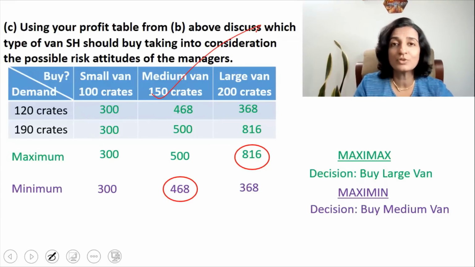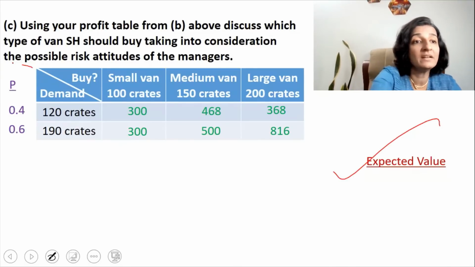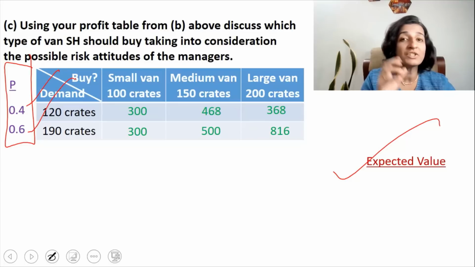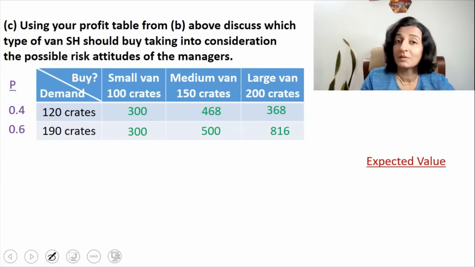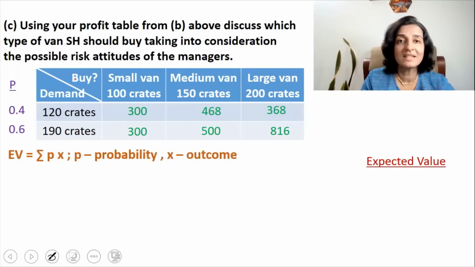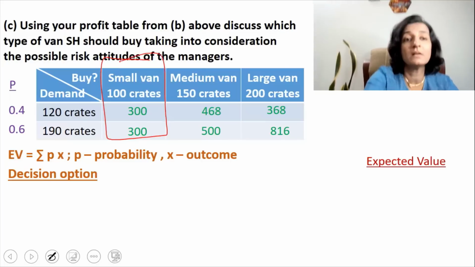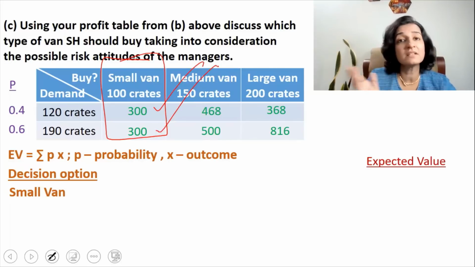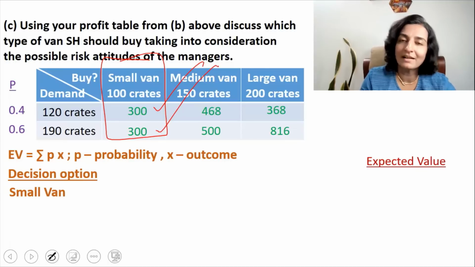And now coming to the last approach, that is the expected value approach. For expected value method, we need the probability of each uncertainty. It was 0.4 and 0.6. This information we had picked up from the question initially. Now the expected value is given by the formula sigma px, where p is the probability and x is the outcome. So what is the first decision option? The first decision option is to buy a small van. So what is the expected value? Since the profit in any kind of uncertainty is $300, we don't actually need to apply the formula of sigma px. The answer or the expected value is $300.